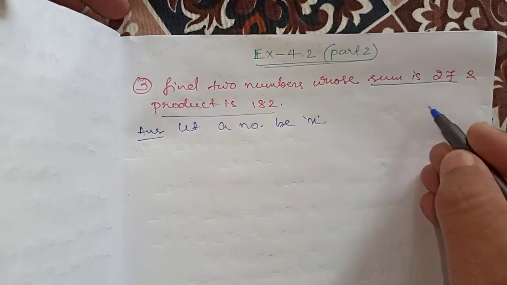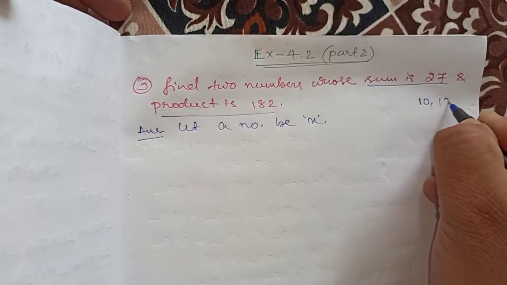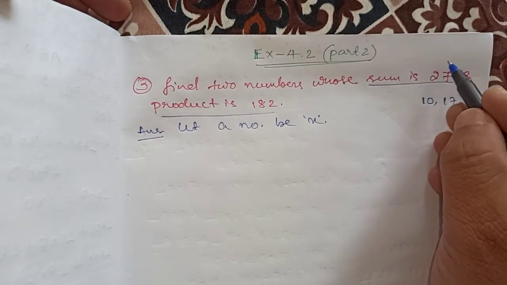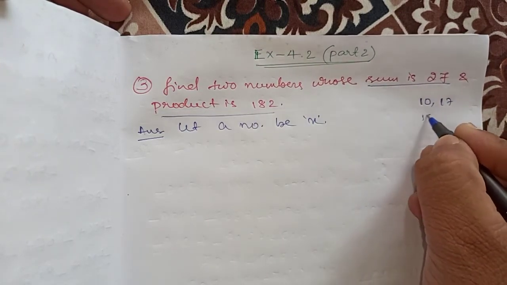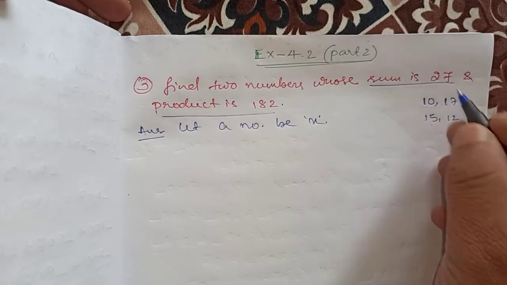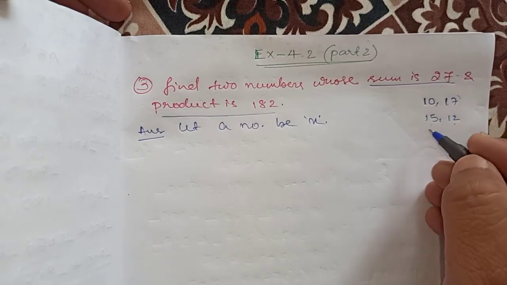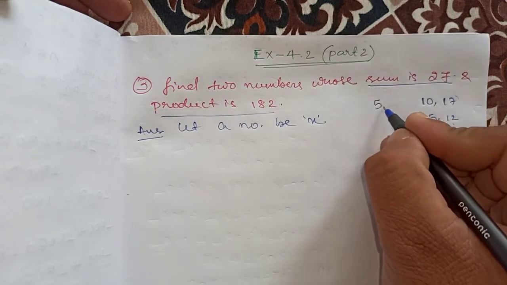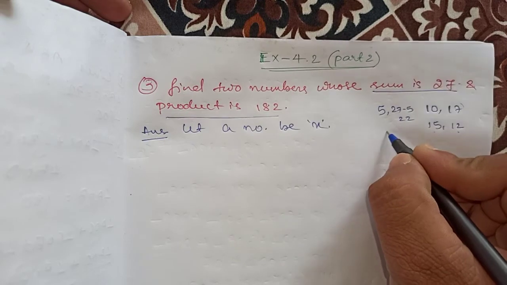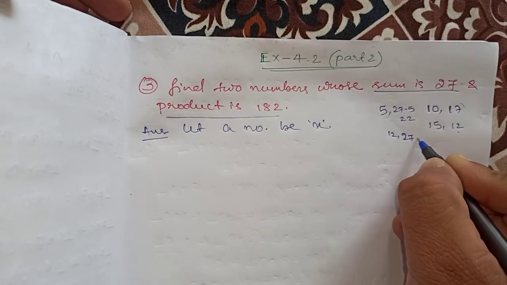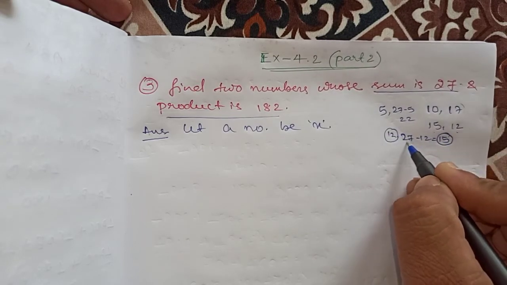What will be the other number? Just I am giving one example. Suppose one number I will take 10, then the other number will be 17. Why? Because the sum of two numbers is 27. If one number I will take 15, the other number will be 12. 15 plus 12 is 27. If one number I will take 5, the other number is 27 minus 5, that is 22. If one number is 12, the other number is 27 minus 12, that is 15. So in this way we can find two numbers by subtracting from 27.